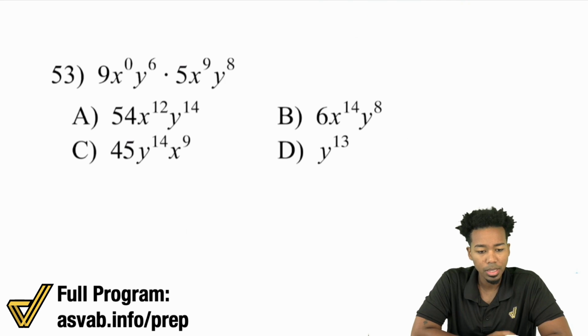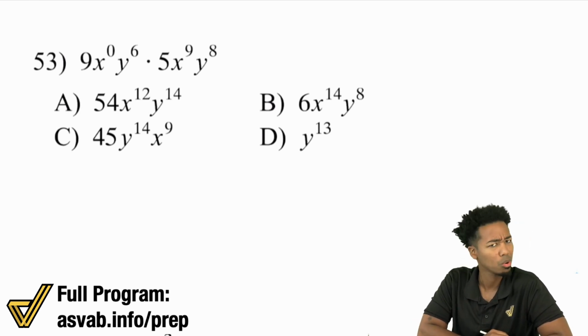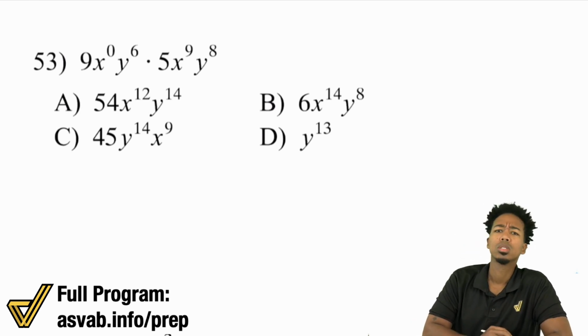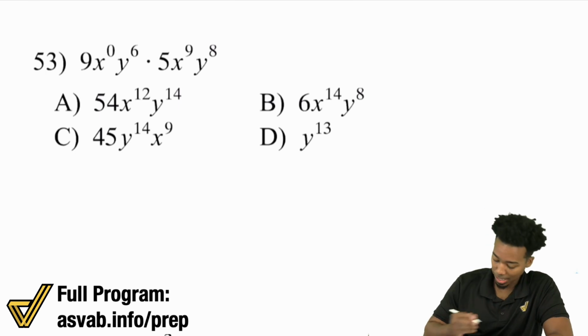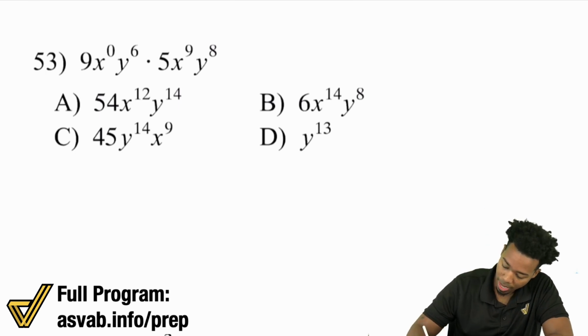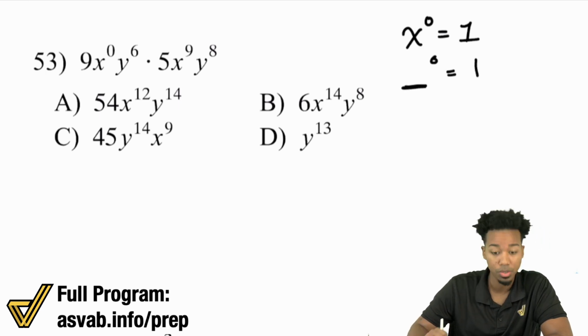So let's take a look at this interesting one here. What do you notice about this one that's a little different? You may have noticed that we have an x that's to the power of 0. What is a base to the power of 0? What is that going to be? That's going to be 1. So x to the power of 0 equals 1. Anything to the power of 0 equals 1.